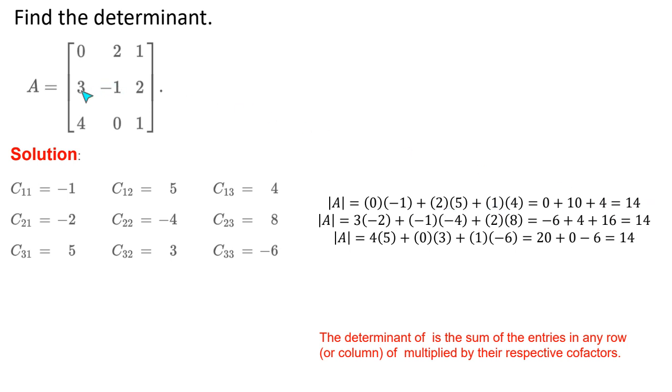But I can choose any row. Let's say I choose the second row. 3 times -2, -1 times -4, and 2 times 8. And if I add all this together, I still get 14. And the same if you do the last row. They're all going to give you the same determinant. So the determinant of A would be 14, and that would be your answer.